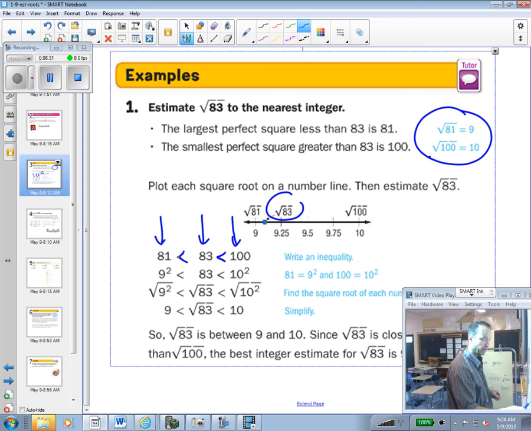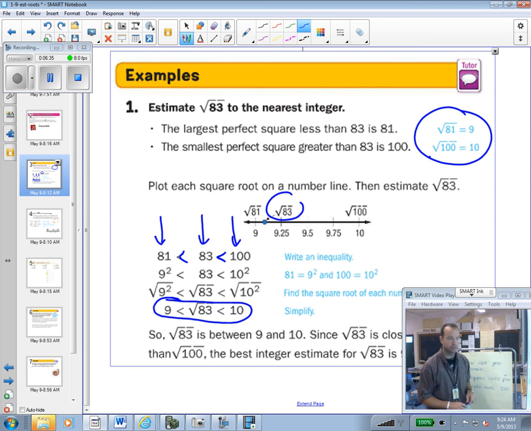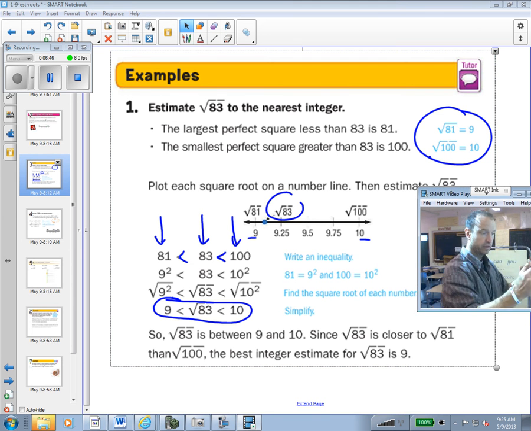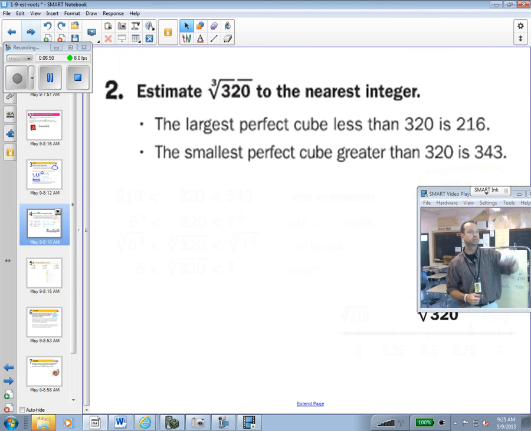So they go through the whole process to, again, show you that that square root is going to be somewhere in between the 9 and the 10. They're just recording it. It's important that you can read that and understand the thinking that it's recording that goes with that chart. So our estimate here would be 9.